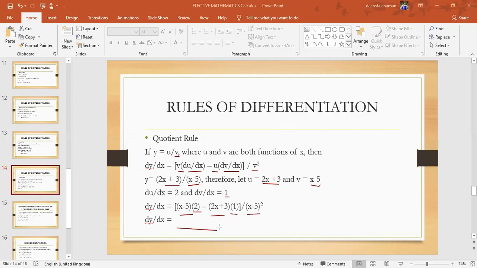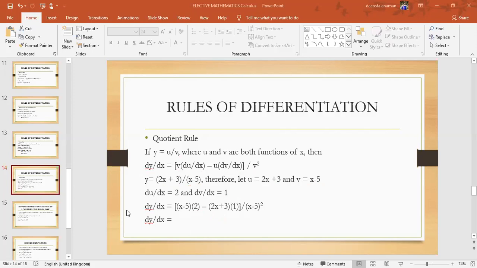So you have to always remember that for the product rule, you have v du dx plus u dv dx. But with the quotient rule, it's the same, v du dx minus u dv dx all over the denominator squared, which is v squared. That's for the quotient rule of differentiation.